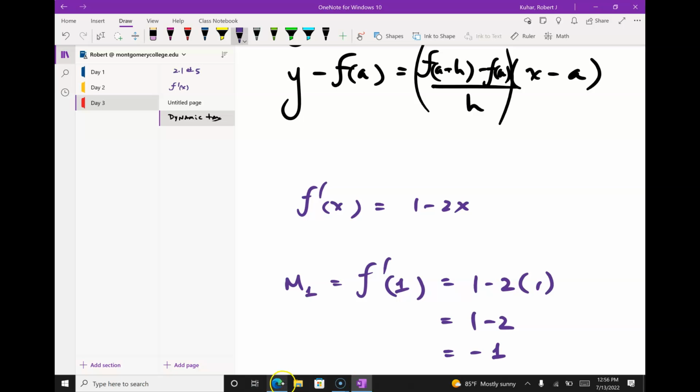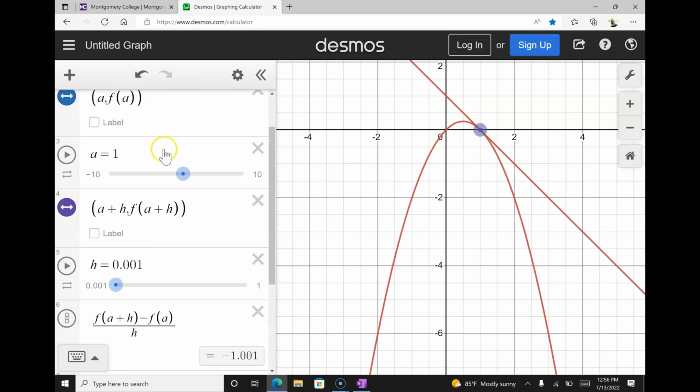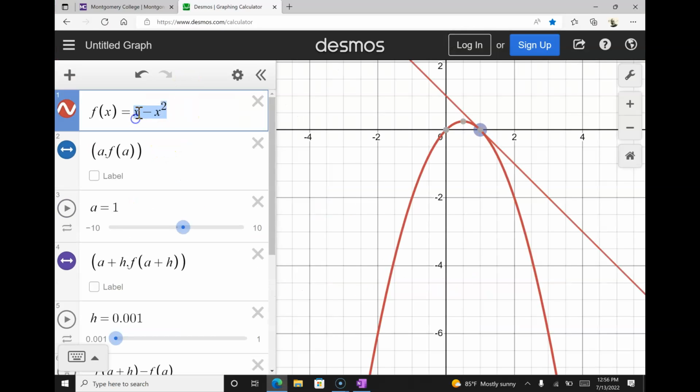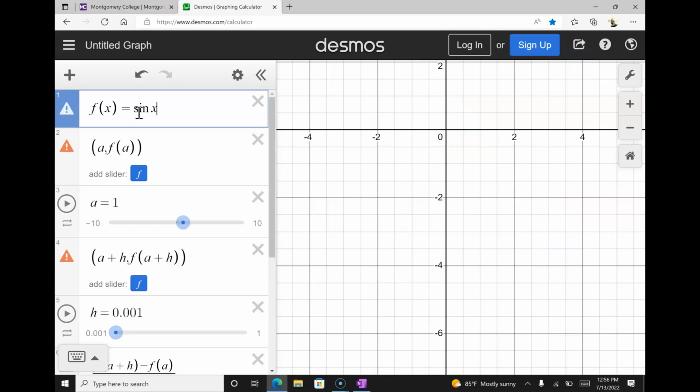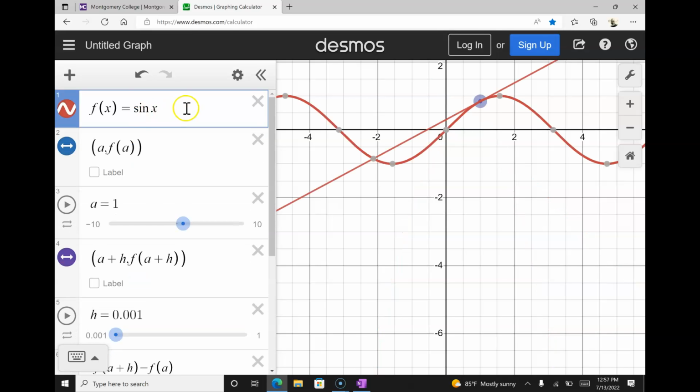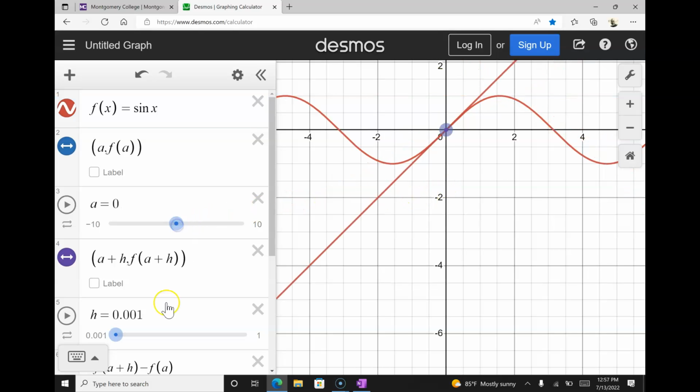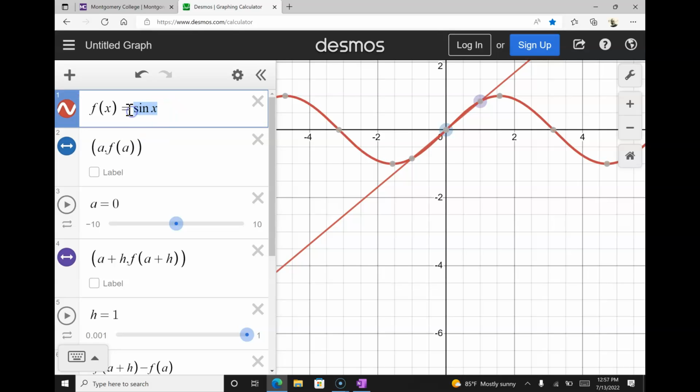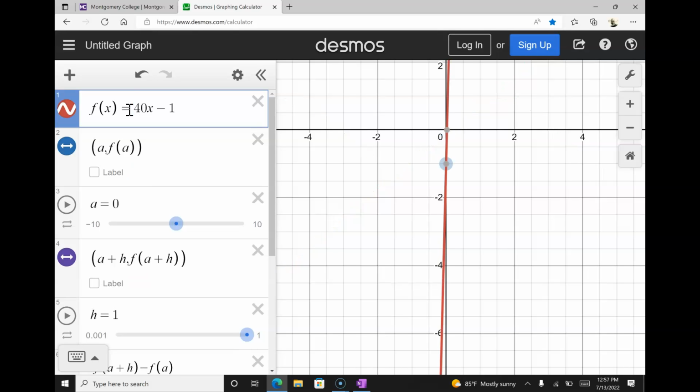Now watch the beauty of this. Watch this. I'm going to change my function. Everything else will change. Sine of x. Look at that sucker. I can just change my function and it will do exactly what I want, right? I could change my function to the problem in 2.1 number 5. What was it? 40x minus 16x squared, right?